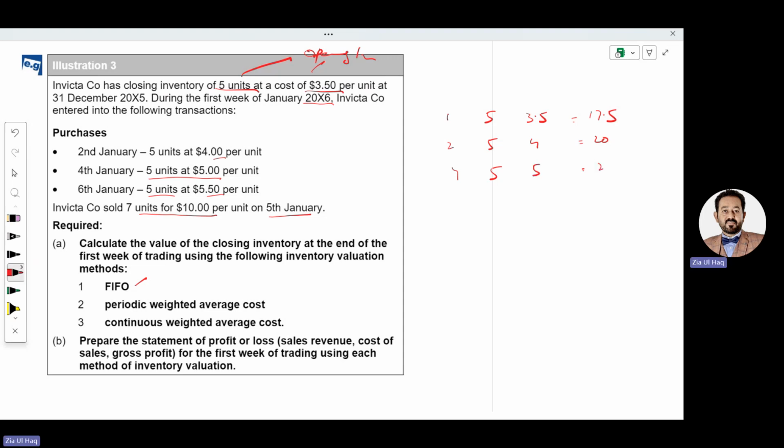So they were having 25, and on 6th January, they bought how many units? 5 units again at 5.5. So 27.5. This they were having. And they have sold 7 units using FIFO method. This means these 5 gone first, and the second. And out of these 5, how much left? 3 left. So what is the closing inventory?